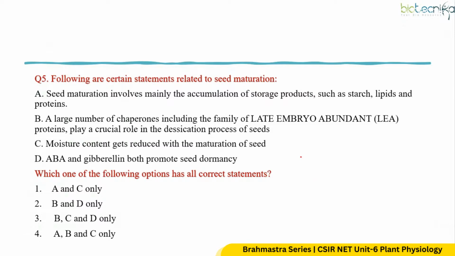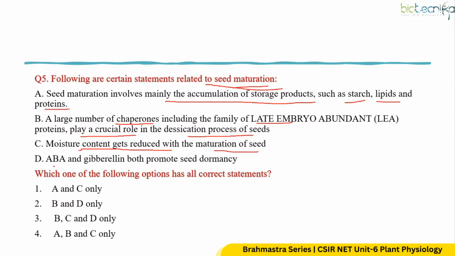Here are some statements given in relation to seed maturation. Seed maturation involves mainly the accumulation of storage products like starch, lipids, and proteins. A large number of chaperones, including the family of LEA proteins, plays a crucial role in the desiccation process of seeds. Moisture content gets reduced with the maturation of seed. ABA and gibberellin both can promote seed dormancy. Identify the correct combination of statements from here.